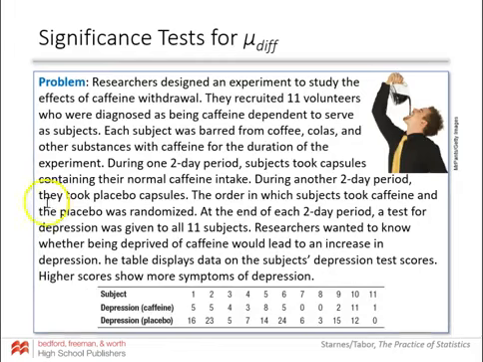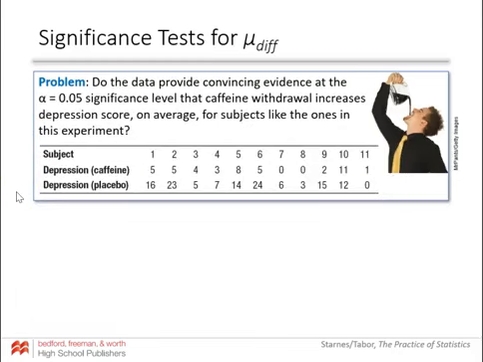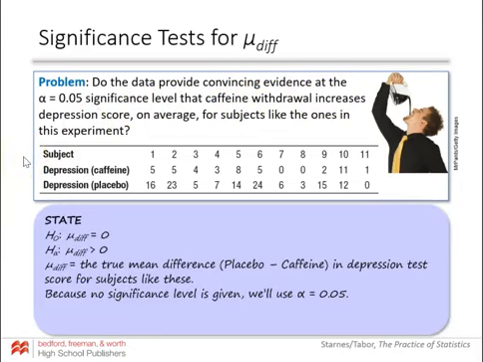Okay, so here's another example that we're going to use to do a significance test. You can pause and read through this. All right, and so we want to know, do we have convincing evidence that caffeine withdrawal increases depression score? So state, plan, do, conclude. All right, our null is that the mean difference is 0. There is no effect from the caffeine, and then our alternative is that it's greater than 0 because we're testing whether or not it increases. Okay, define your parameter and then give your significance level, just like we've been doing.